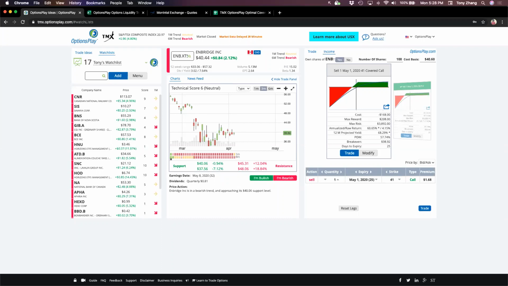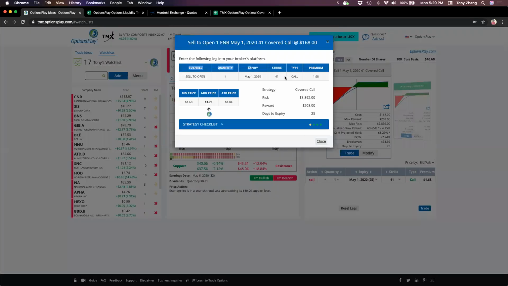Within the OptionsPlay platform, can you submit your options order? So currently we cannot at this point submit your order for you. You have to enter your order into your brokerage account by clicking on the trade button and copying and pasting that information into your brokerage platform.